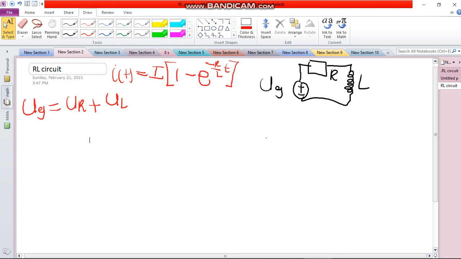Have you ever wondered why we calculate the current using this formula on an RL circuit? Well, let me show you. Our voltage source, which is Ug, will be distributed across the resistor and an inductor.